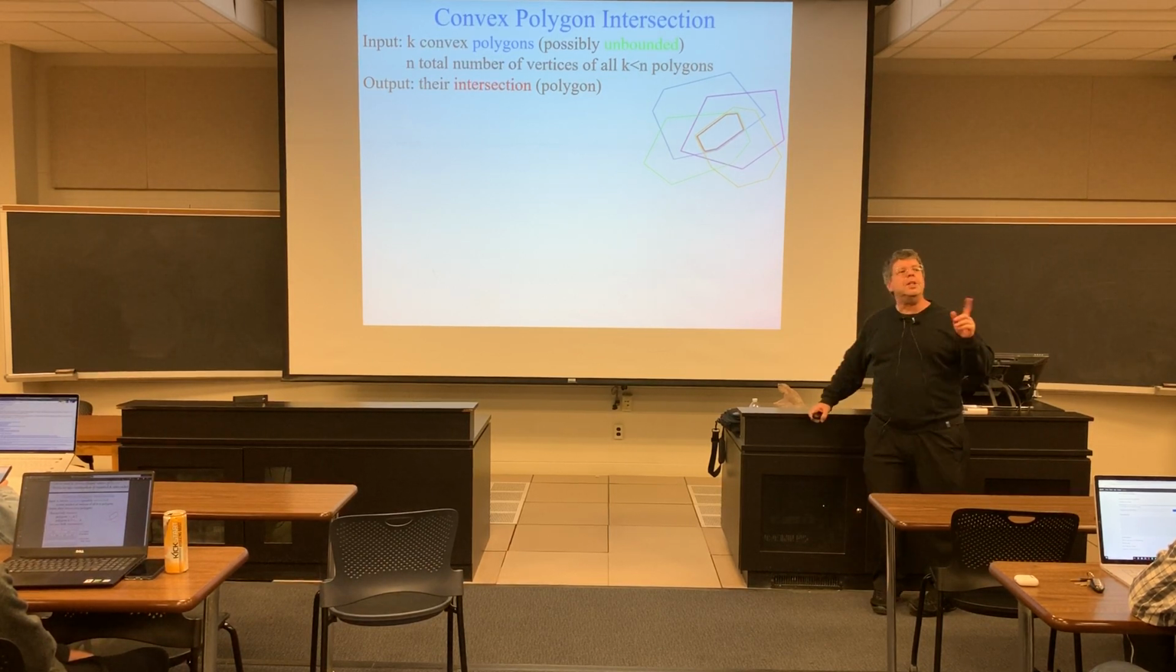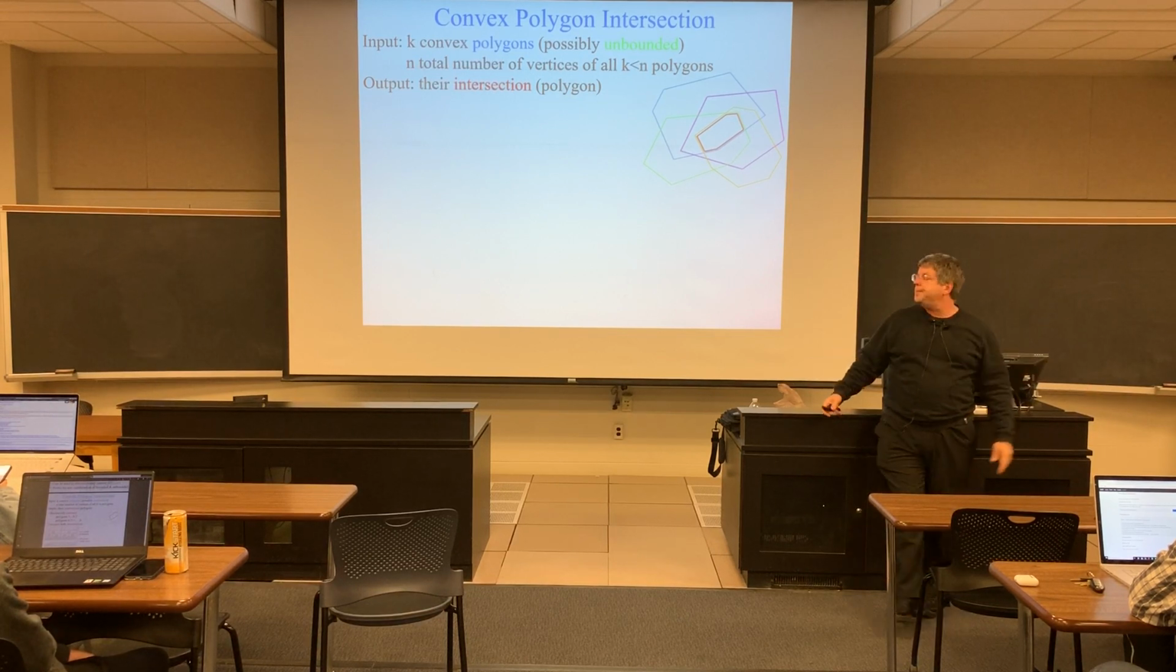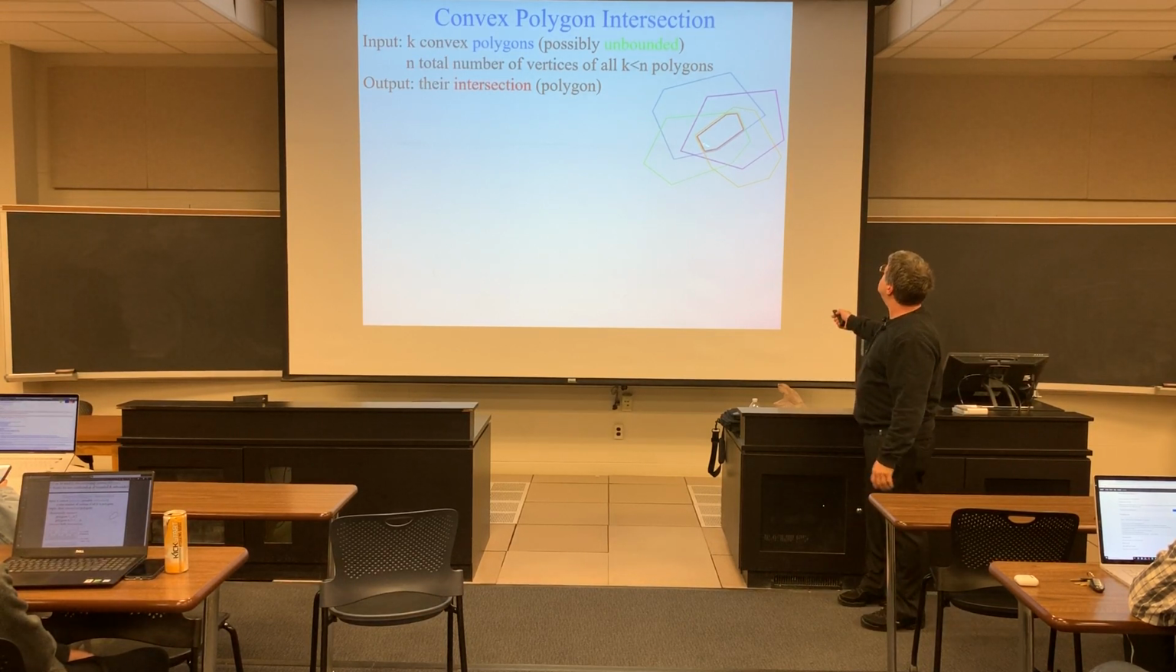Now again, keep in mind the intersection may not exist. They could be disjoint, or there could be pairwise intersecting, but all K of them may not intersect together all at once. So then the intersection doesn't exist. The intersection is not just pairwise or triple-wise, it's the intersection of all of them together. Okay, so that's the intersection there in red.